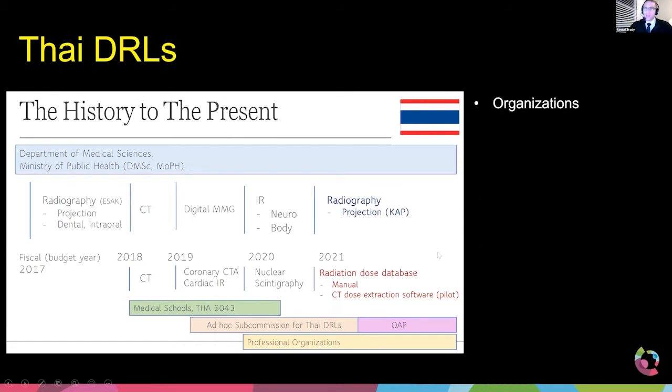So the other thing we talked about is the different organizations and the way to approach collecting and calculating DRLs. We talked about the high level government control down all the way to the individual clinic. And that's exactly kind of what they did. They started at the bottom and they've been working their way up. They started with just local hospitals, medical schools or academic schools.